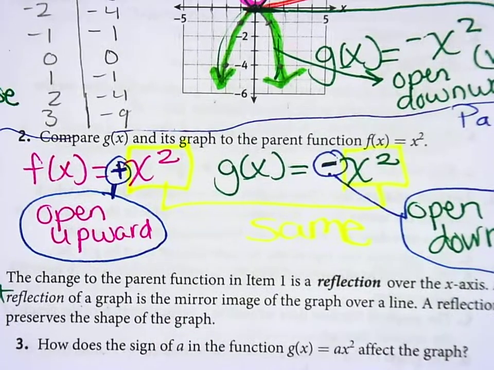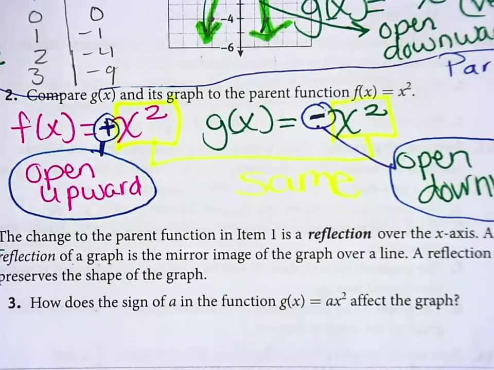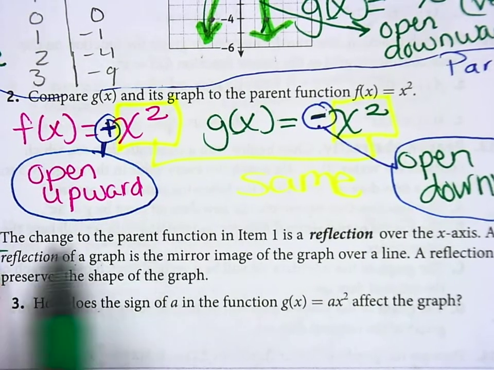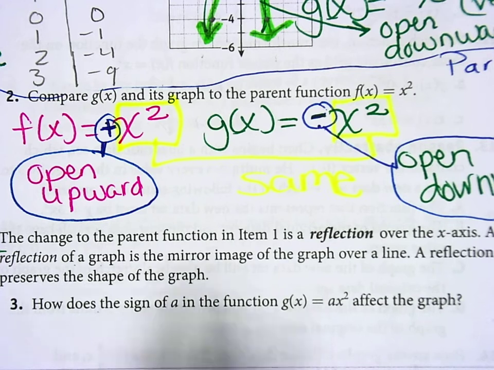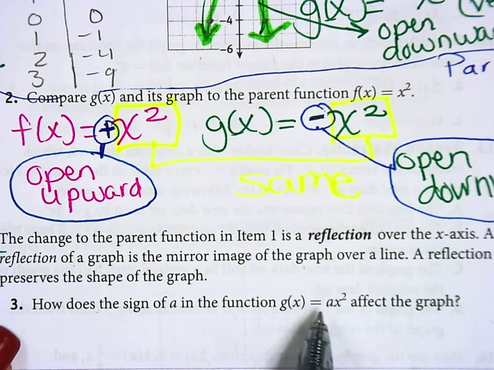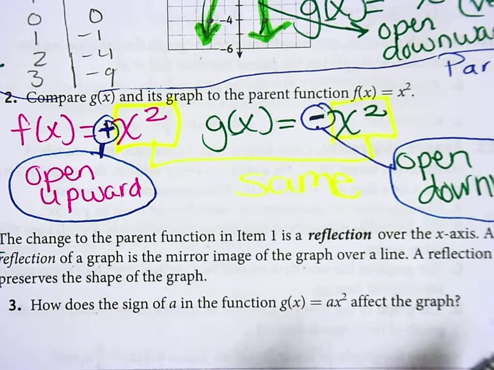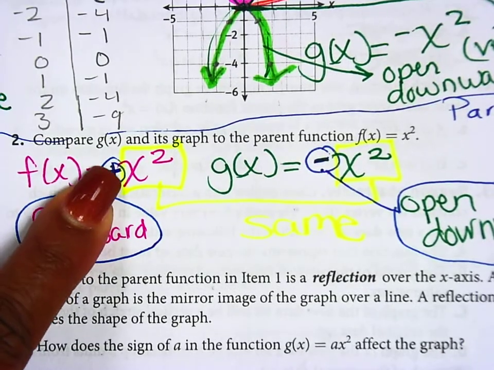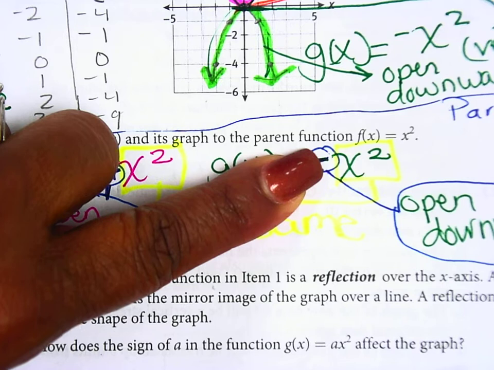Continue to read the information and really respond to it. Here it's telling you about reflection. I'm not going to read that for you. Number 3: how does the sign of a in the function g of x equals a x squared affect the graph? Here you got a as positive 1. Here you got a as negative 1.